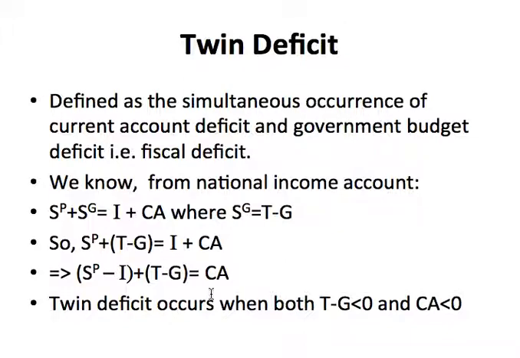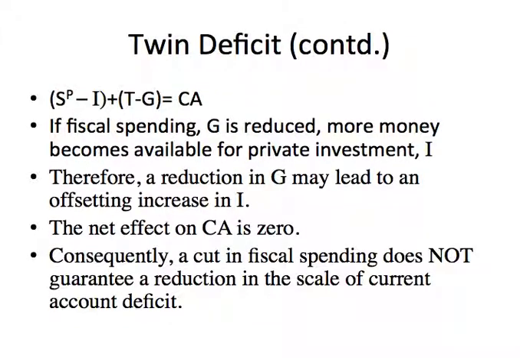So there seems to be a connection between government budget deficit and a current account deficit. Now, in the homework question, we were asked if reducing the fiscal spending, that is, reducing the government spending, can help us reduce the current account deficit. To answer that question, let's take a look at this equation one more time. If G goes down, that is, if fiscal spending is cut, then what essentially happens is more money suddenly opens up for private investment.